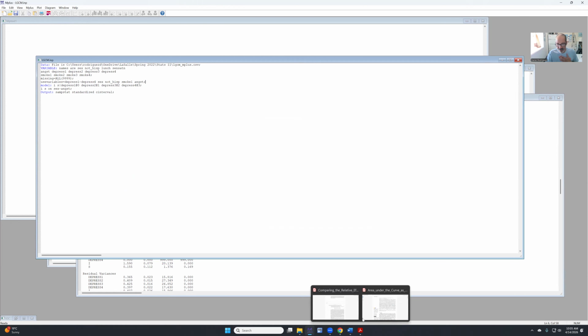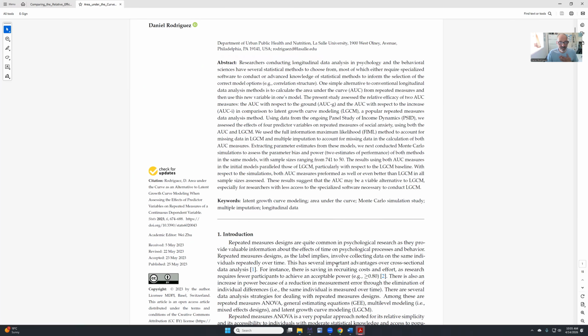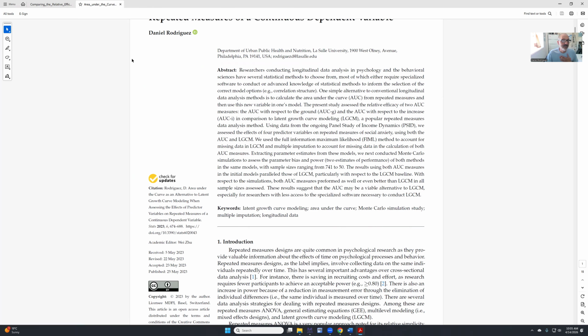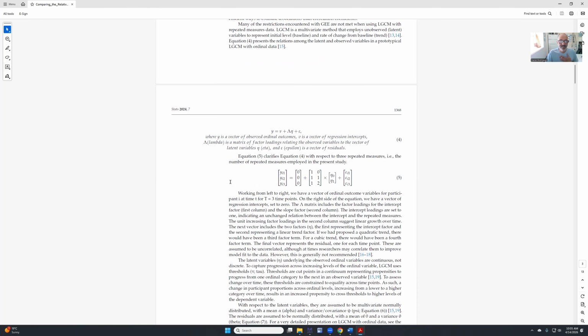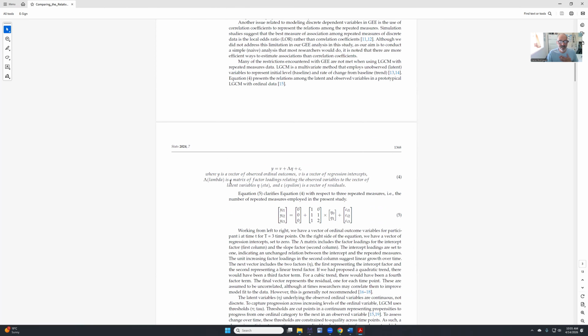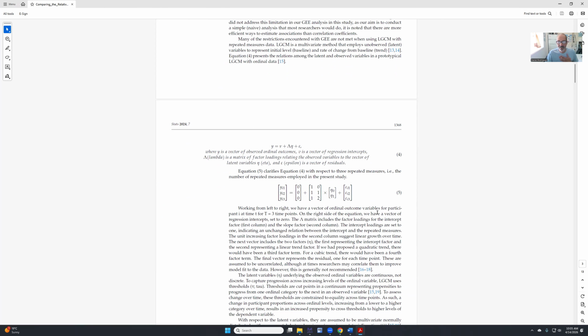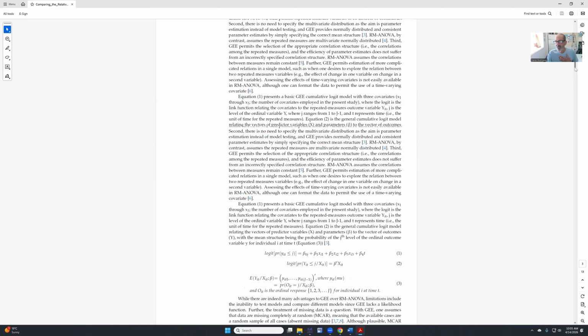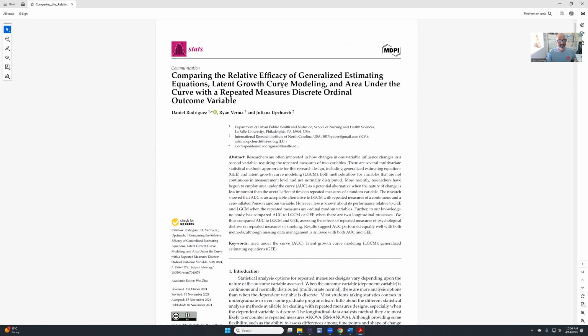So I'll go back to the literature since I like reading so much. Is this one that I just showed you? Yes, I can close this one. Go back to a different article in that series that I wrote. So this is again looking at area under the curve. This was comparing the relative efficacy of generalized estimating equations, latent growth curve modeling, and area under the curve with repeated measures, discrete ordinal outcome variables.